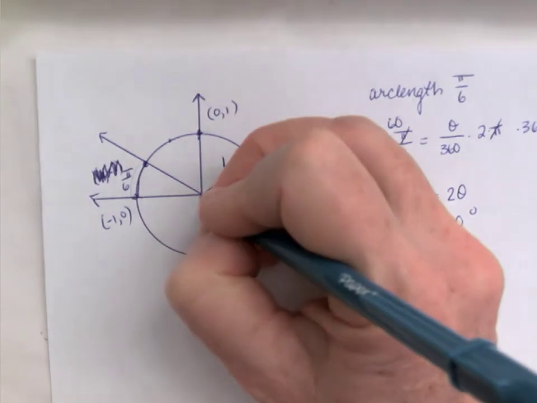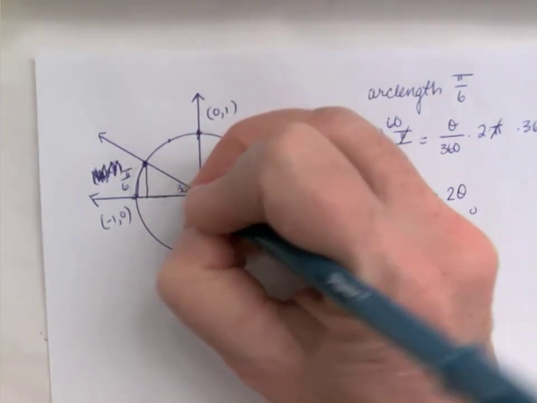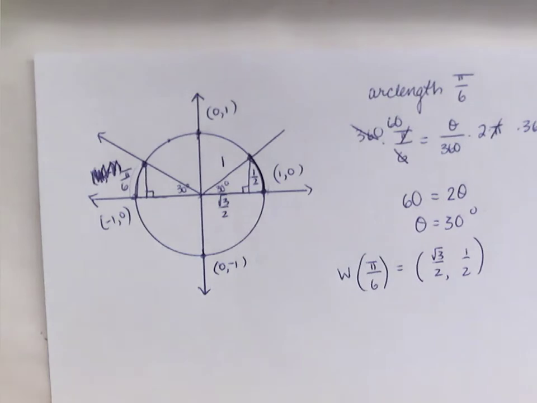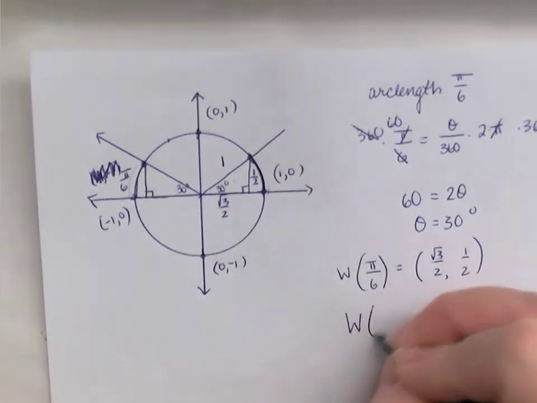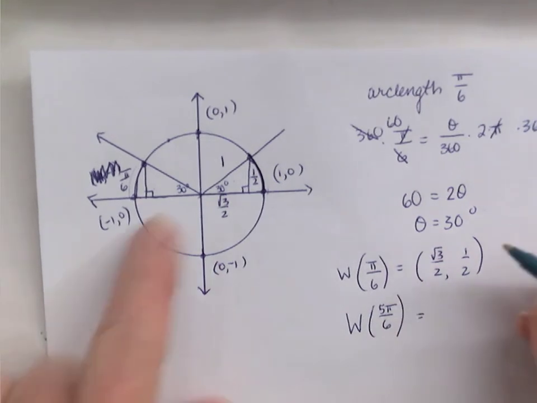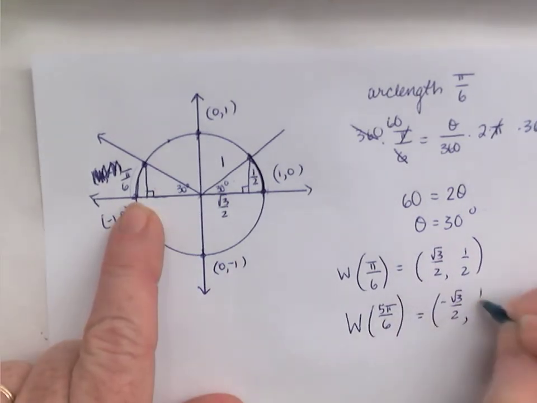And to plot this point, I go back, I go up. I happen to know that's a 30-degree angle, so I have the same triangle here that I had over here. So if I wrap 5π/6, my rectangular coordinates are going to be negative root 3 over 2 and 1/2.